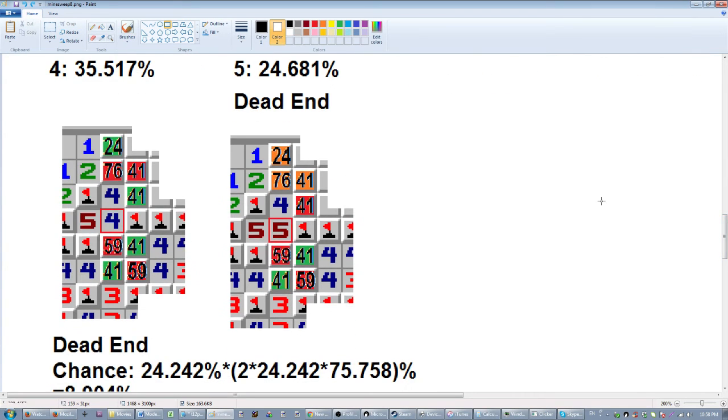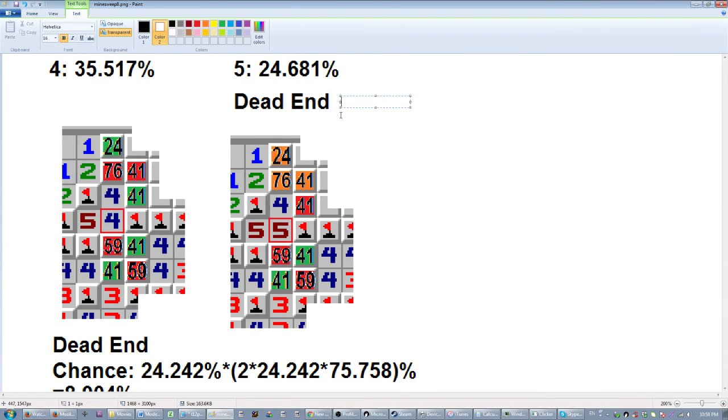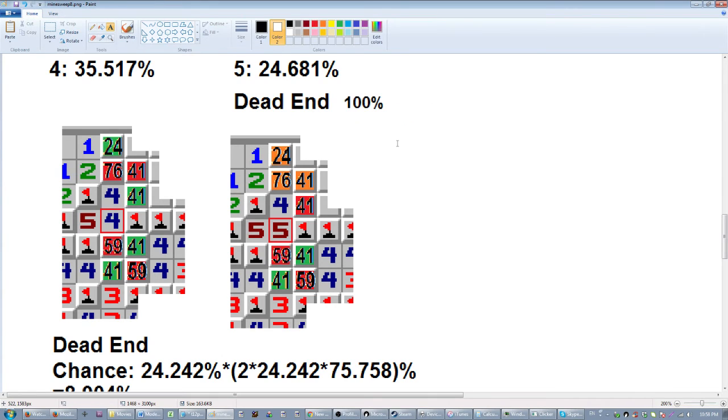I should write that down. The text size is different. Oh well, just go along with it.